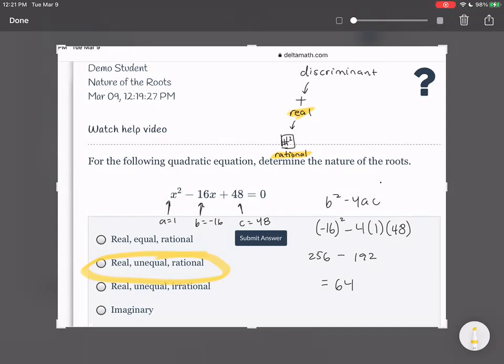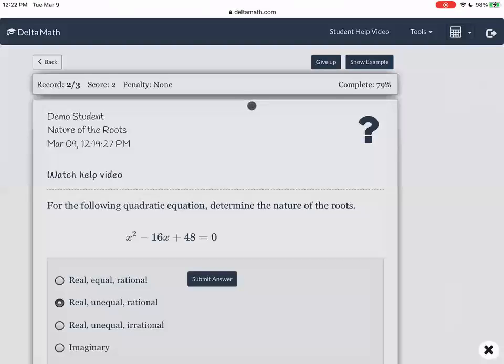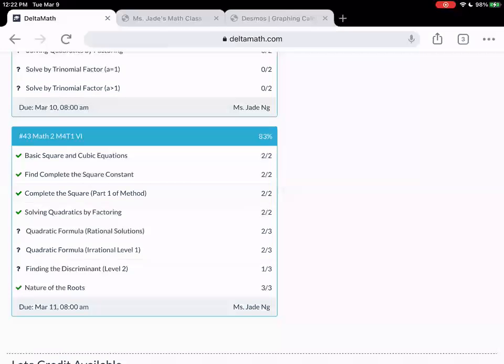Any questions on this one? All right, let's just select it then. Cool. Okay, that's it for this category. Is that our last category? Yes.